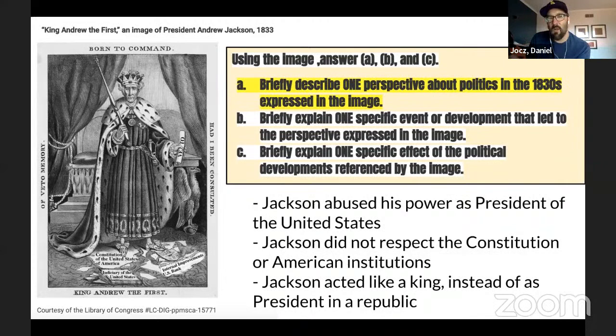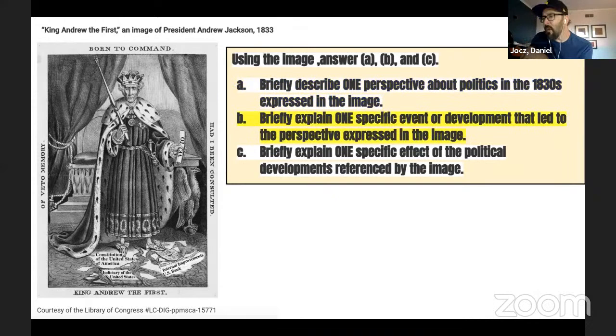And so to portray oneself as a monarch, especially of the olden days of Europe, that's basically the view. And there's a question, did he fully abuse the powers? And that's where we're going to get into a little bit of a discussion, me asking questions and you somewhere on the other end of the world thinking about the answers to those questions. Part B, briefly explain one specific event or development that led to the perspective in the image.